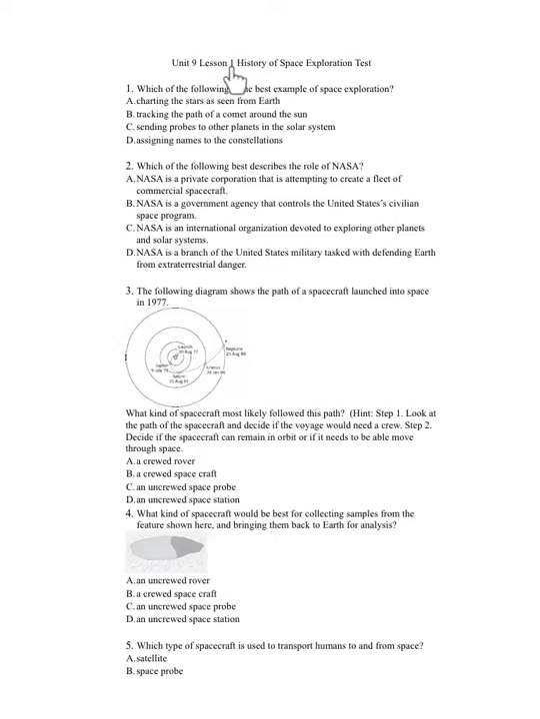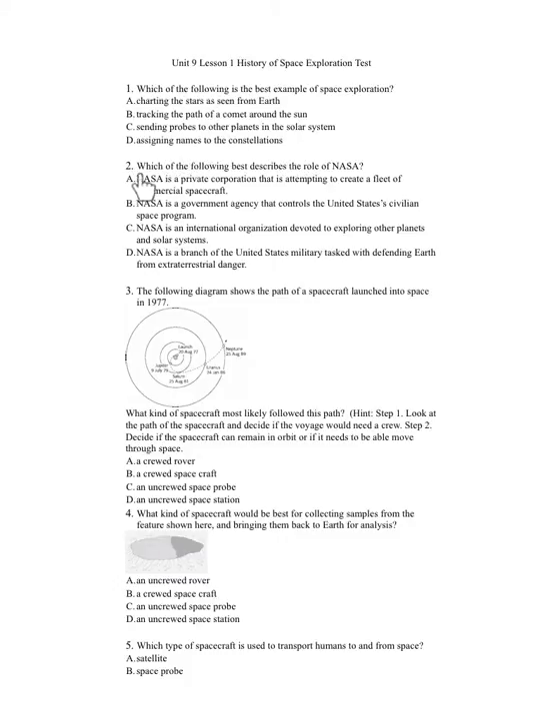Unit 9, Lesson 1, History of Space Exploration Test. Number 1. Which of the following is the best example of space exploration? A. Charting the stars as seen from Earth. B. Tracking the path of a comet around the Sun. C. Sending probes to other planets in the solar system. D. Assigning names to the constellations.